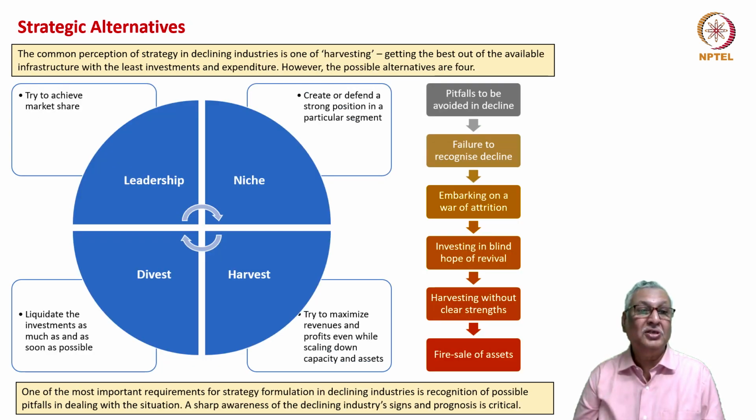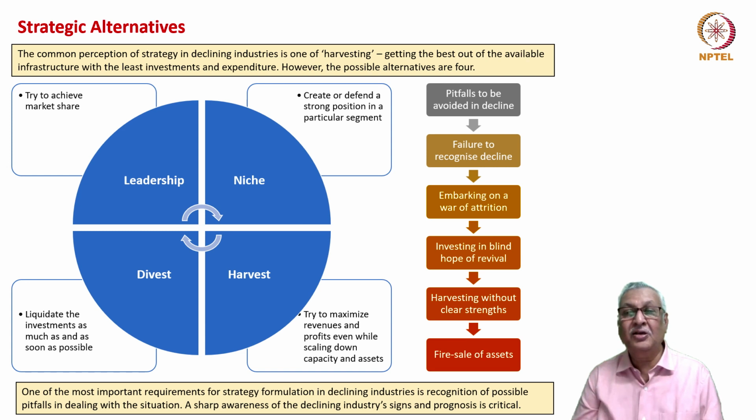So there are 4 strategic alternatives in declining industries. The common perception and temptation is that we should harvest whatever is available, that is, get the best out of the available resources and then leave. But the real alternatives are 4. 1, try to achieve the market share that is the best possible in a declining industry. Try to consolidate. Try to have some superiority over others so that you improve your market share.